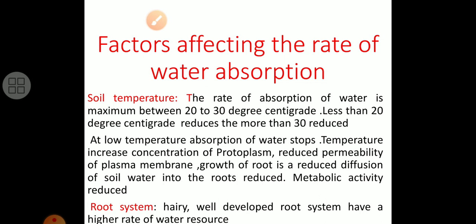Now root system. A hairy, well developed root system has a higher rate of water absorption. As in the last lecture we got an idea, my friends, the root hair region is where rapid absorption of water takes place in the plant. So root hairs should be more. A well developed root system has a higher rate.